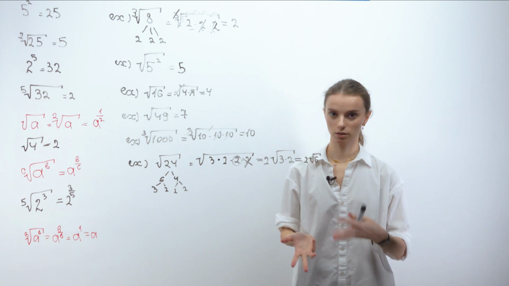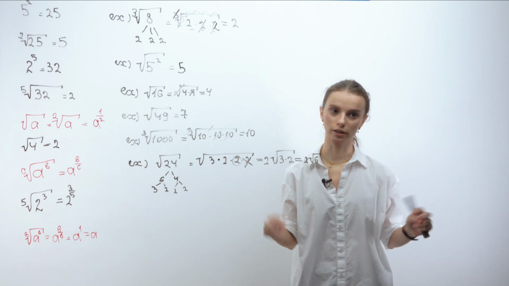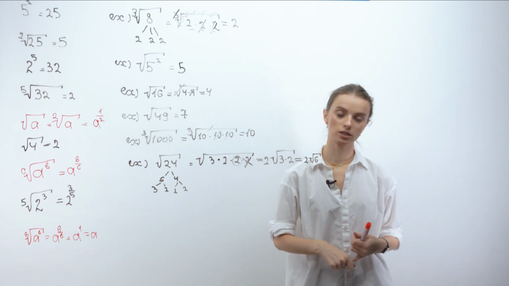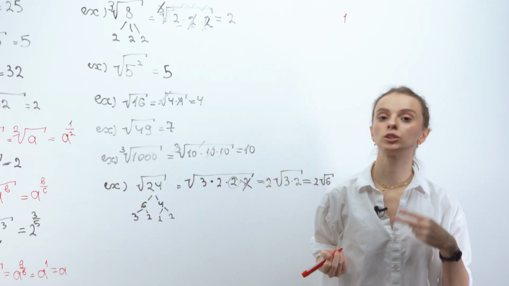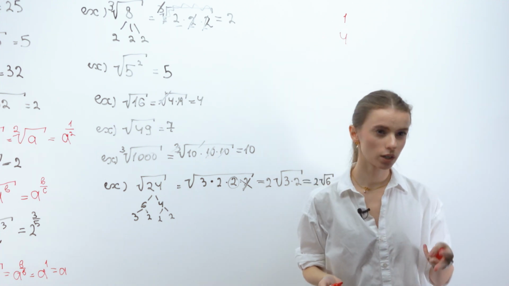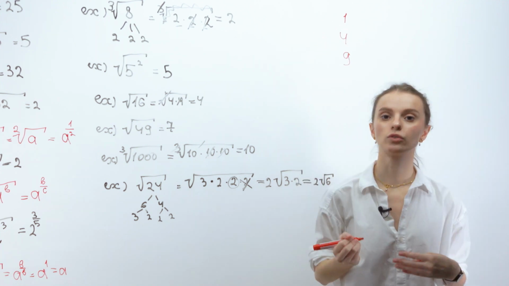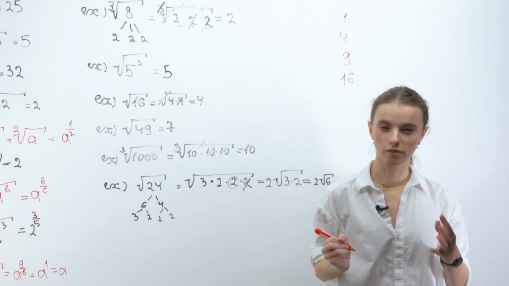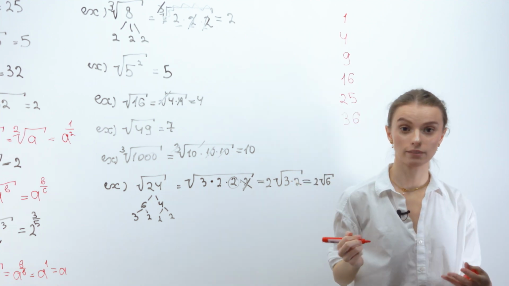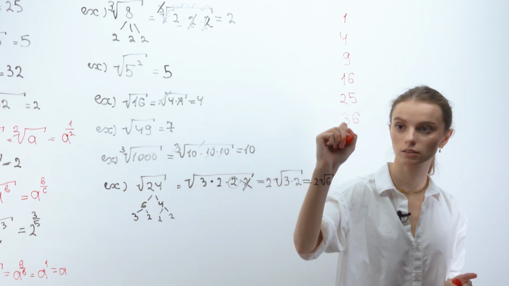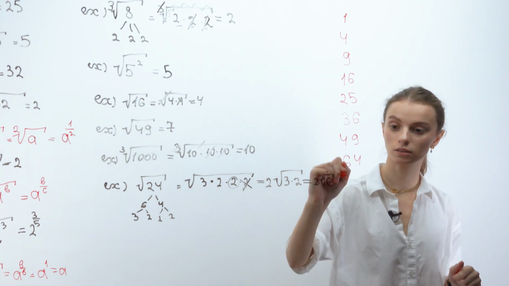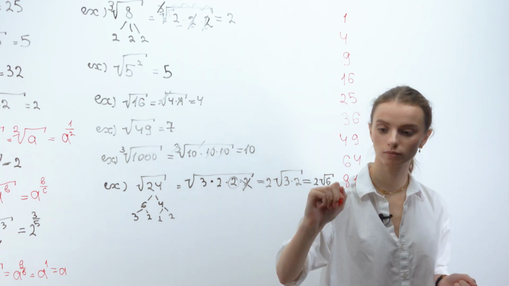Let's just think a little bit of our squared numbers. What will be our squared numbers? So 1 multiplied by 1 is going to be 1. How about 2? 2 times 2 is going to be 4. 3 times 3 is 9. 4 times 4 is 16. 5 times 5 is 25. 6 times 6 is 36. 7 times 7 is 49. 8 times 8 is 64. 9 times 9 is 81, and 10 times 10 is 100.